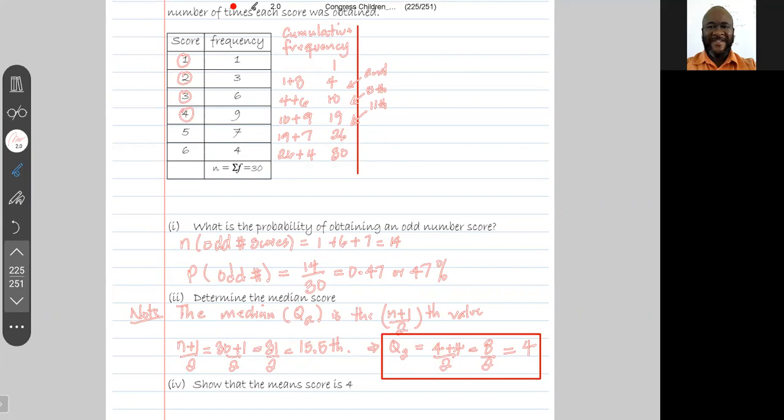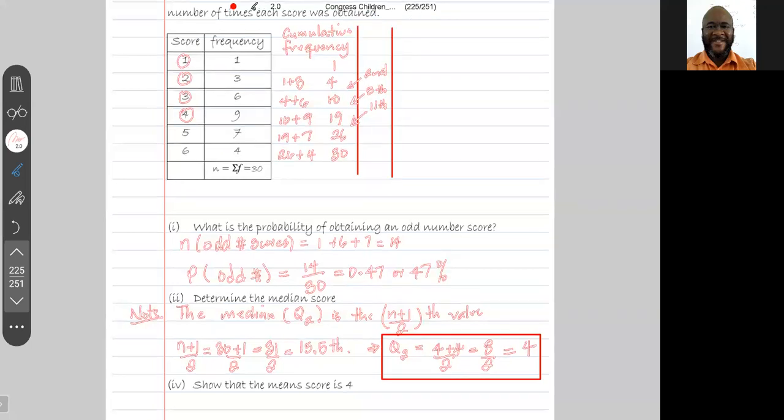Next, guys, the next thing we're asked to do is to show that the mean score is 4. Mean is another word for average. Now, guys, whenever you're asked to find the mean and you're dealing with ungrouped data, a frequency table, you need to put in a column called fx. Now, fx stands for frequency times value, or in this case, score.